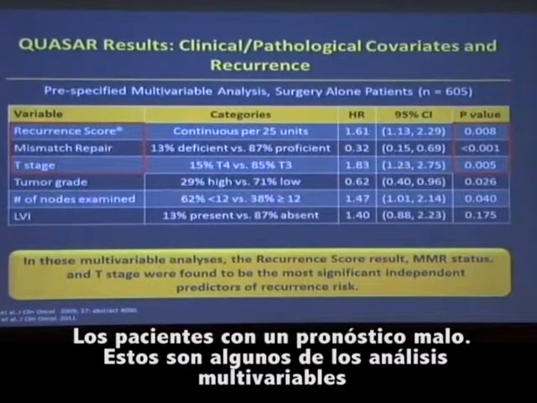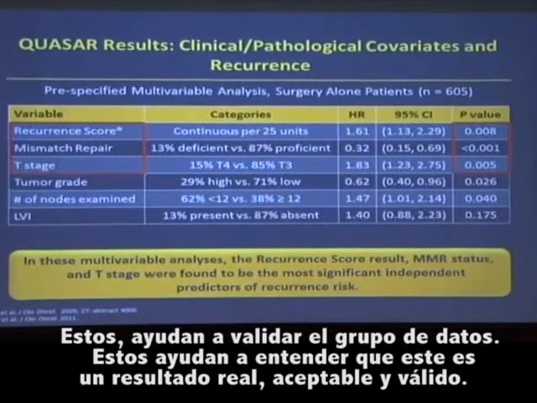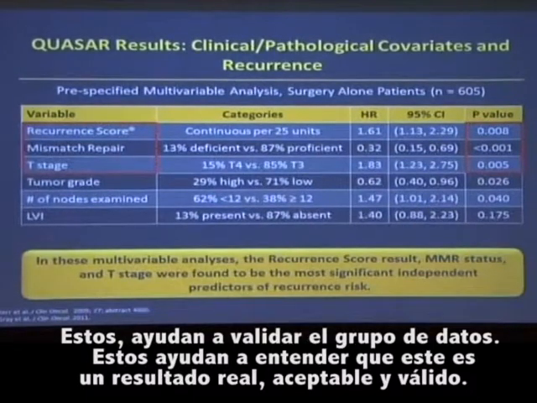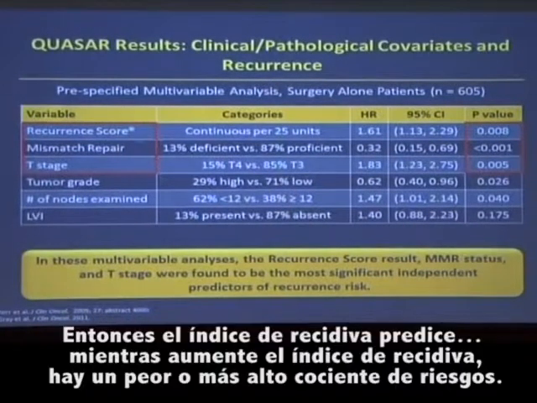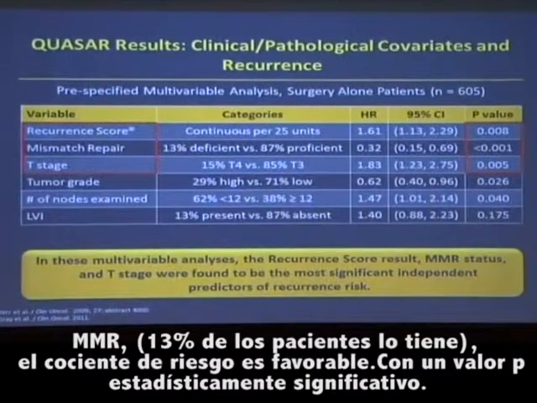These are some of the multivariate analyses. I consider these what they call internal controls. These help validate the data set. These help understand that this is a real, valid, acceptable outcome. So as you go up in recurrence score, you have a worse or higher hazard ratio. P-value is statistically significant. If you have mismatch repair, of which 13% of patients have mismatch repair, your hazard ratio is favorable with a statistically significant p-value.